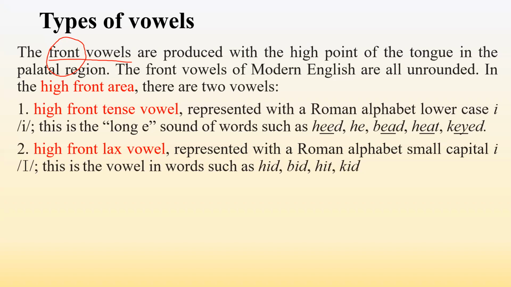And if we particularly use the middle part of the tongue, the central part of the tongue, when we produce a vowel, we call that vowel a central vowel. Similarly, back vowels, right? So keep that idea. So whenever you see the term front vowel, you should remember in producing front vowels, we use the front part of the tongue. Okay. So with the high point of the tongue in the palatal region, right? So the front vowels of modern English are all unrounded.